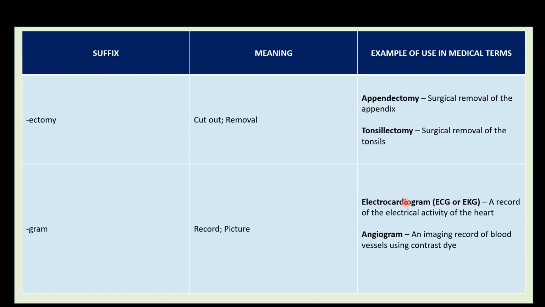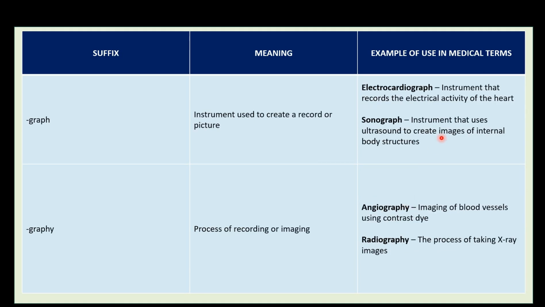In the previous electrocardiogram example, gram was talking about the record and picture, and here we are talking about the instrument used to make that record, that is electrocardiograph. Likewise, we have sonograph. Sonograph means an instrument that uses ultrasound to create images of internal body structures. Okay. The next one is graphy. Graphy means the process of recording or imaging. Again we are talking about recording and imaging for diagnosis, that is angiography, imaging of blood vessels using contrast dye, and radiography, the process of taking X-ray images.